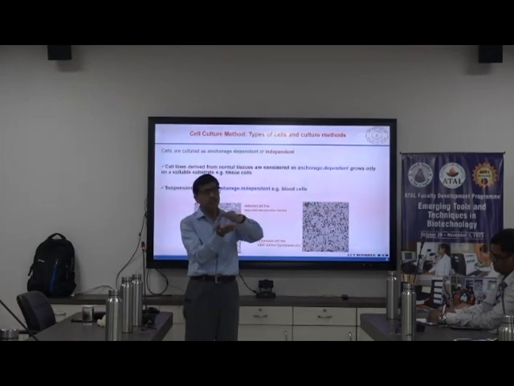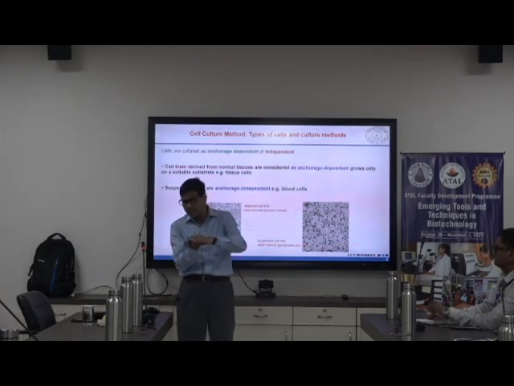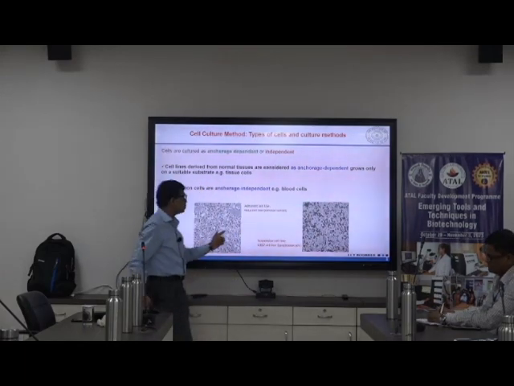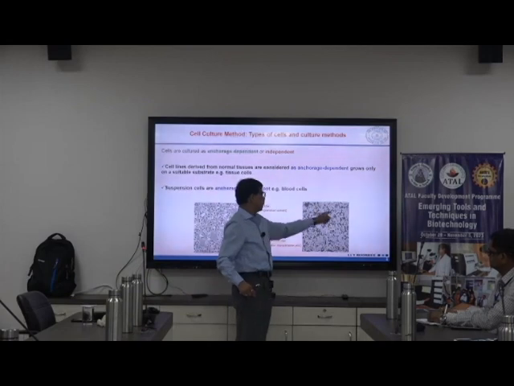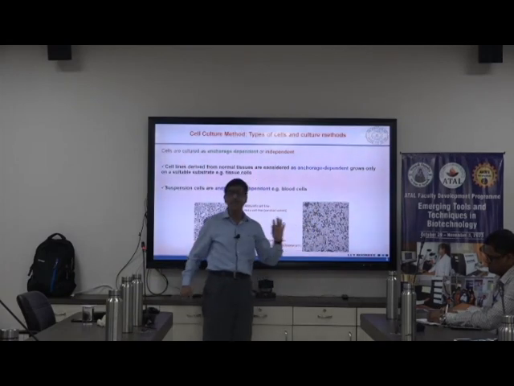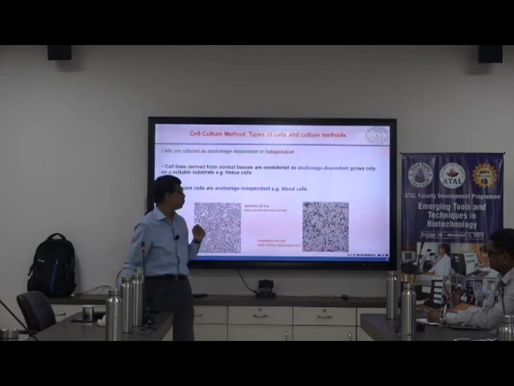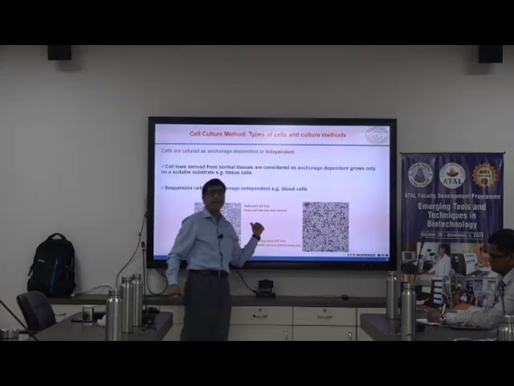So the cells which need a matrix surface for the attachment are known as the adherent cells, and the cells which do not need the attachment remain suspended and will not have any shape. They will be spherical or circular in shape. Who are those cells who will be suspended, and who will be adherent cells?